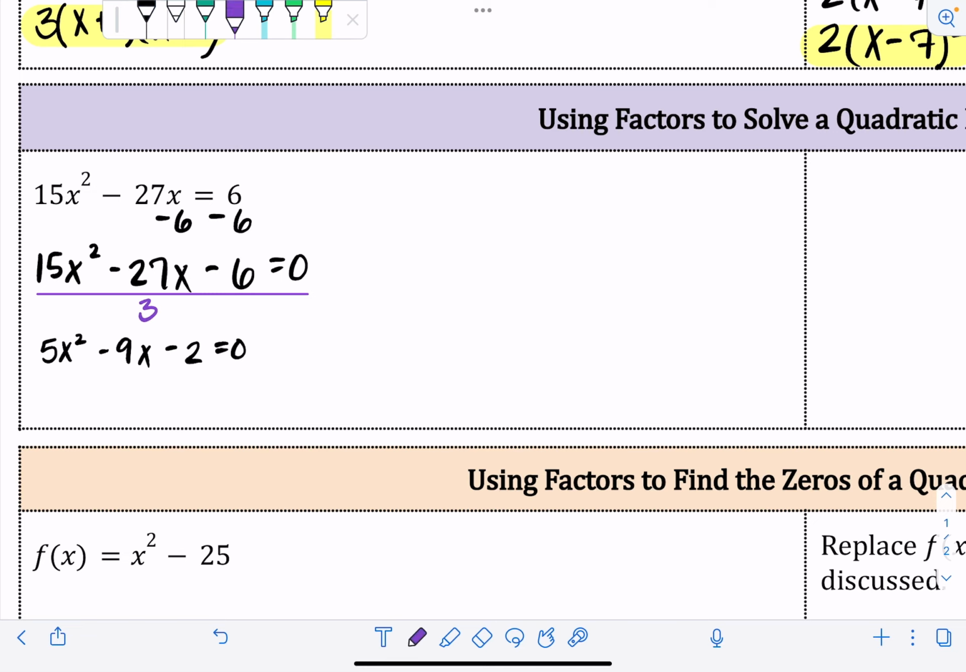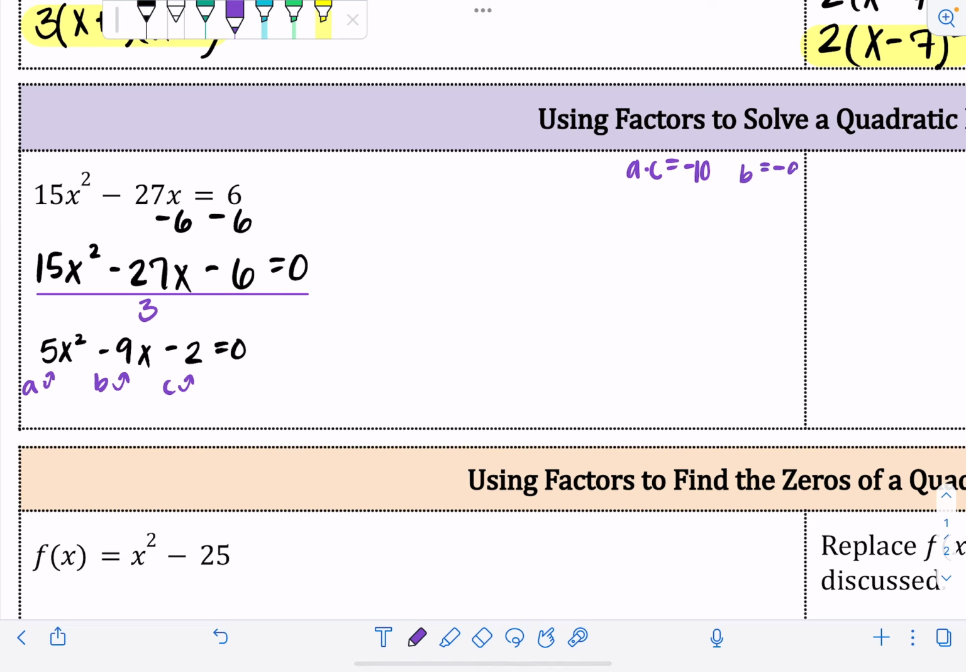And now I have 3 terms. I need to try to factor it. So my a is 5, my b is negative 9, my c is negative 2. When a is not 1, remember that's the slightly more complicated version of factoring, but it's okay. We have to take a times c, which is 5 times negative 2, is negative 10. And then b is negative 9.